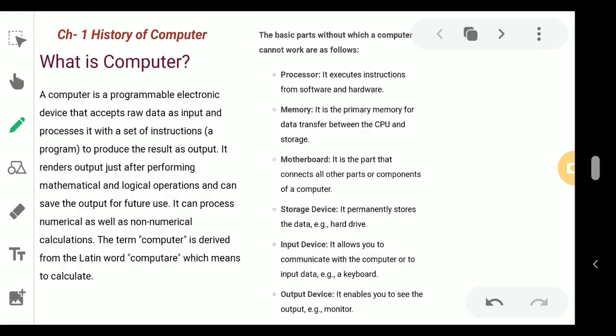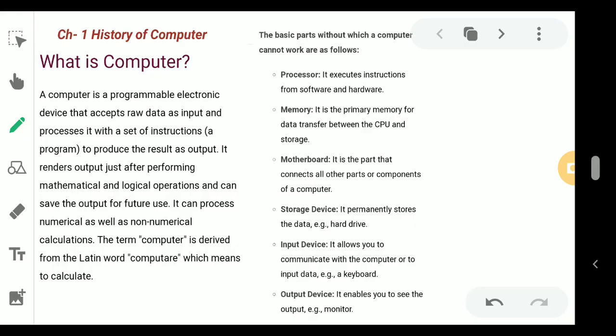Components of the computer. If you open a laptop, under the keyboard the main circuit is present. Then the storage devices are there. It can be permanent storage also, so a hard drive is also present. And the input device allows the user to communicate with the computer, giving input in the form of devices like the keyboard and mouse.